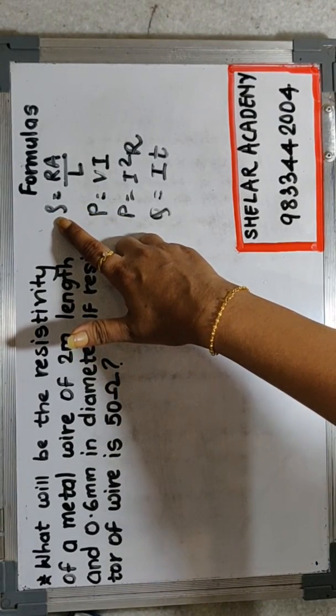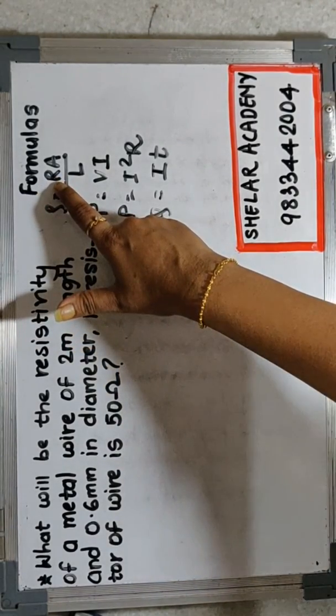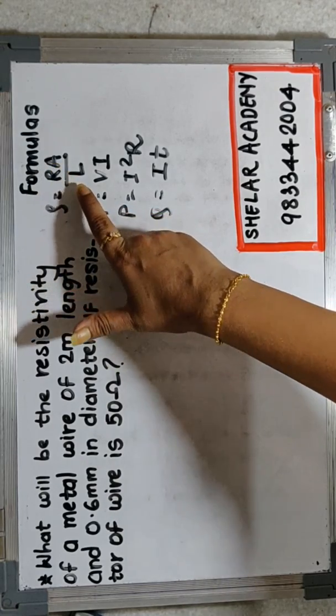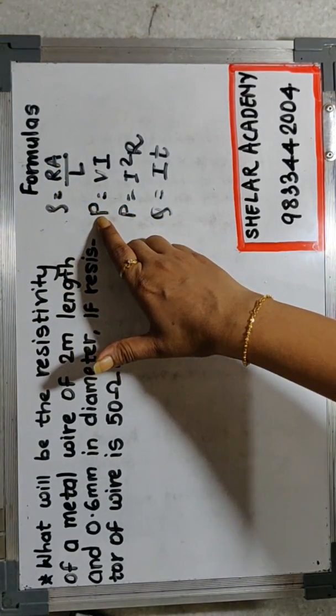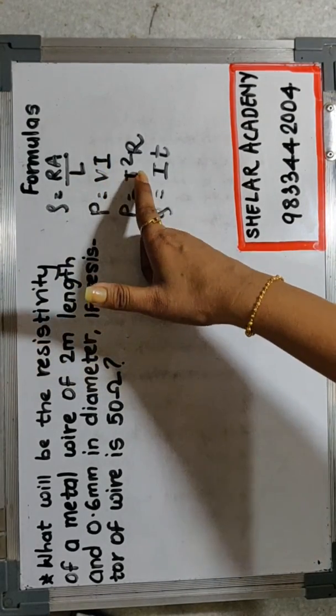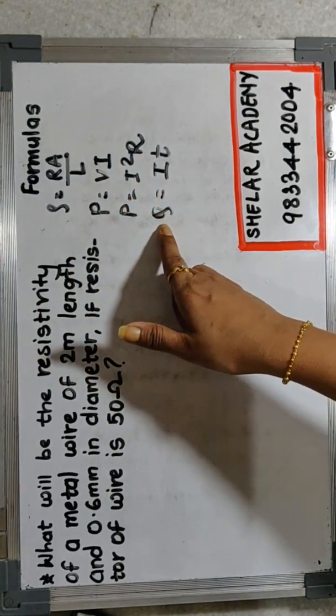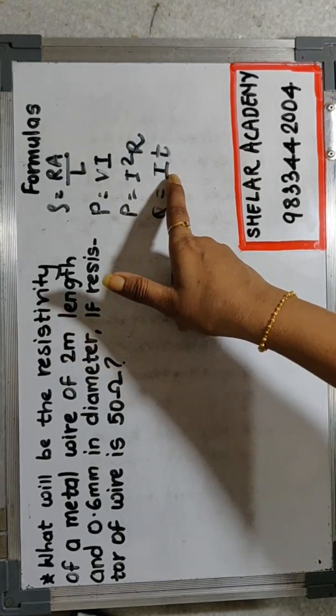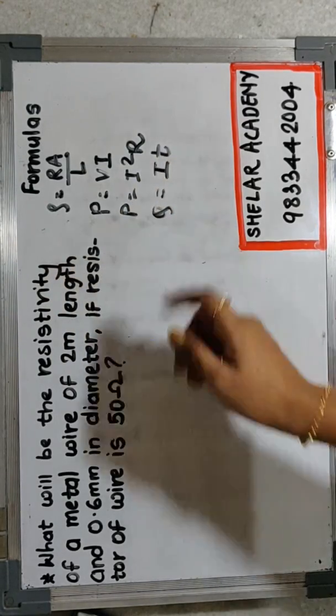This denotes resistivity. R, resistance. A, area of cross section. L means length. P denotes power of the circuit. Voltage, current. Power, current, resistance. Charge, current, and T denotes time.